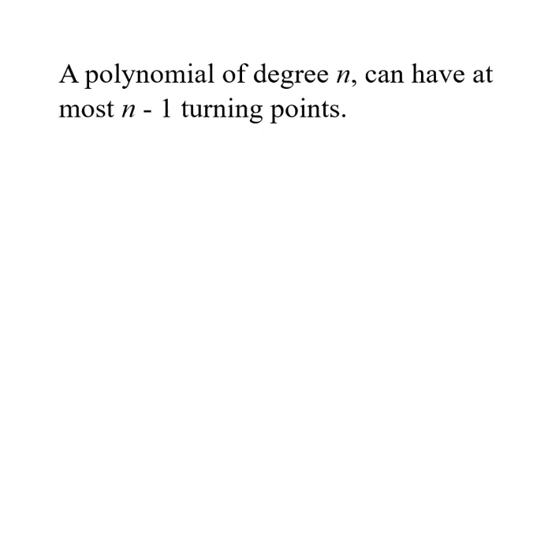All right, so now, one other piece of notes. A polynomial of degree n can have at most n minus 1 turning points, and that's because the number of turning points has to be smaller than the degree.